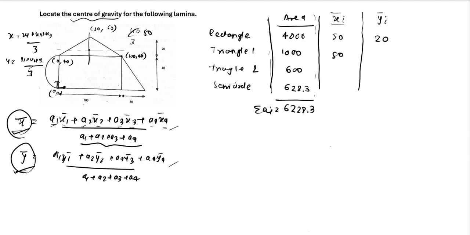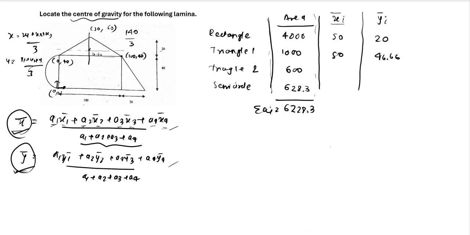As we have already said, it should be at the midpoint because it is symmetrical about the y axis. In the y direction, we can calculate 60 plus 40 plus 40, which will be 140 divided by 3. So 140 divided by 3 will become 46.66 from this origin. So this is 40, so it should be 6.66 from here, which is nothing but 20 by 3.